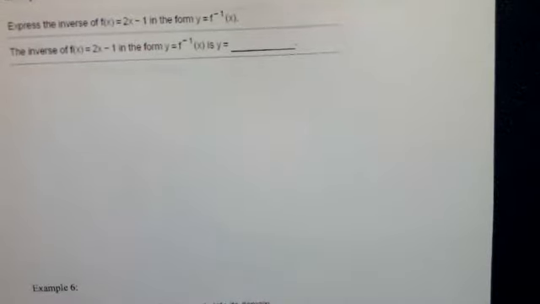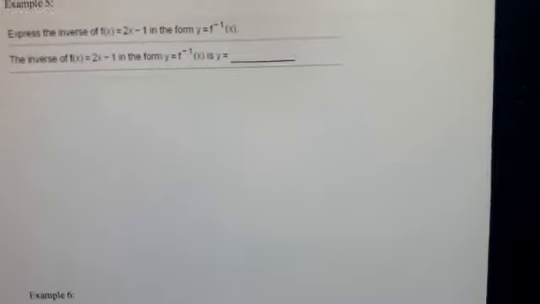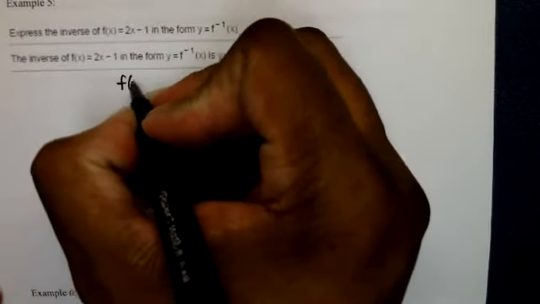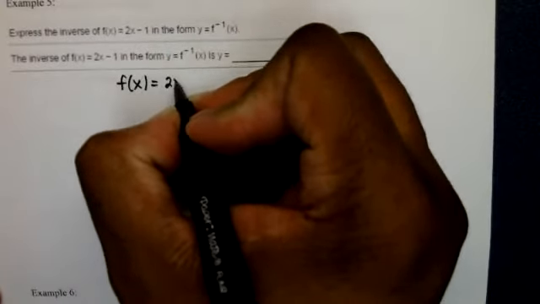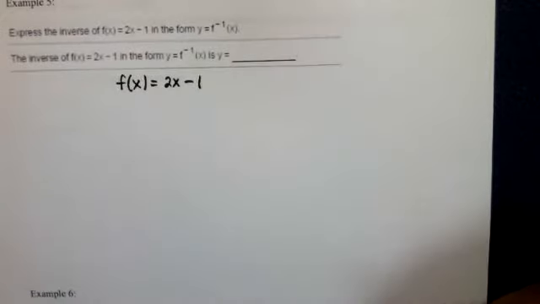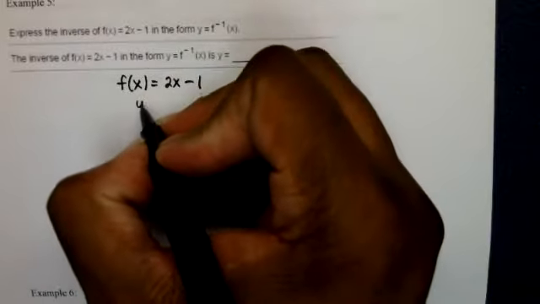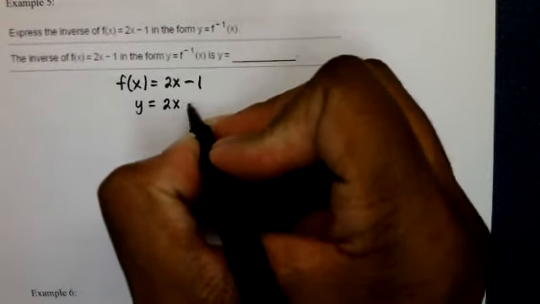Now let's say we had this. We want to express the inverse of f of x is equal to 2x minus 1 in the form of y equals f inverse of x. Okay. So now let's start with f of x is equal to 2x minus 1. We first start by replacing f of x with y. So it'll be y is equal to 2x minus 1.